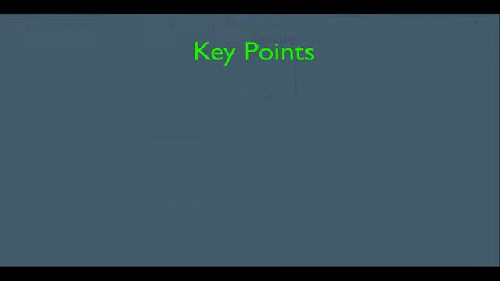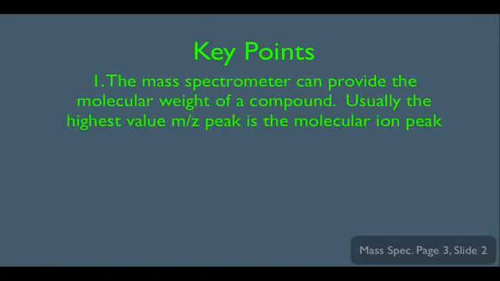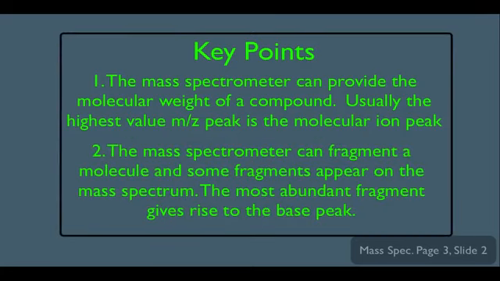So what did we learn here? Key points. Number 1, the mass spectrum can provide the molecular weight of a compound. And usually the highest value m/z peak, that is the heaviest peak, is called the molecular ion peak and is most likely due to the molecule in its most intact form. And number 2, we saw that the mass spectrometer can fragment a molecule, and some of those fragments can actually appear on the mass spec. And the most abundant fragment gives rise to the tallest peak, which is called the base peak. And that base peak is usually due to the most stable fragment.